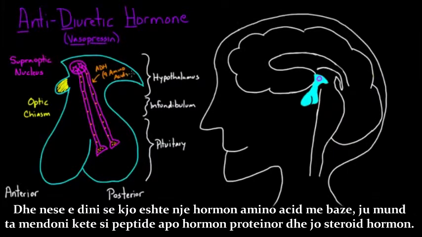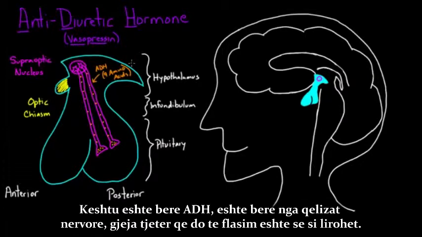And if you know it's an amino acid based hormone, you can think of it as a peptide or a protein hormone and distinguish it from the steroid hormones. So this is how ADH is made. It's made in these nerve cells. And the next thing to talk about is how it's released.